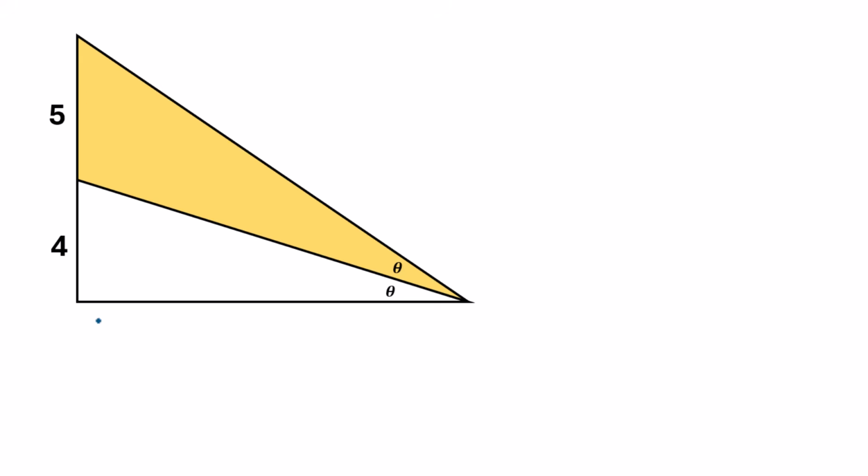We have a right angle triangle and this line divides this angle equally, and this length is 4 units and this length is 5 units. We have to find the area of this yellow region.